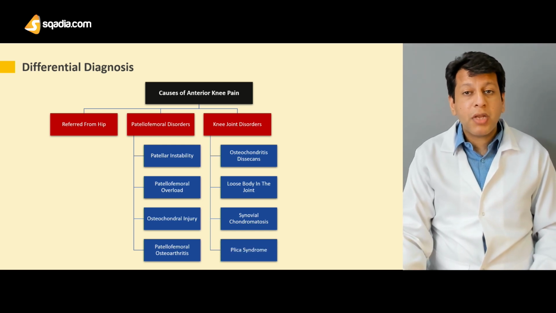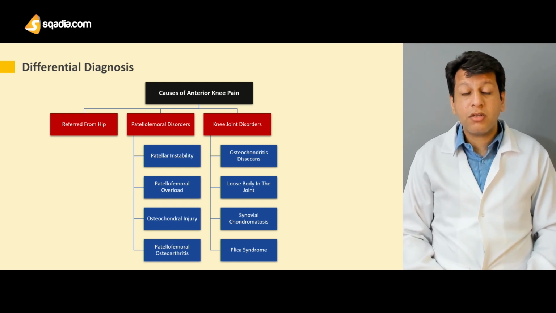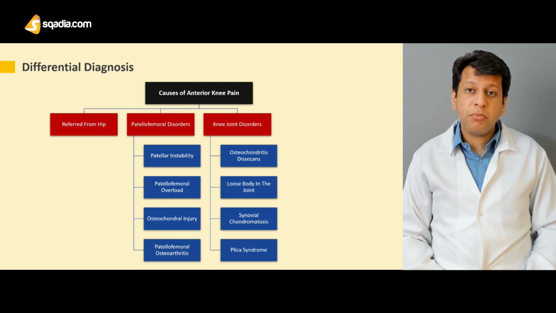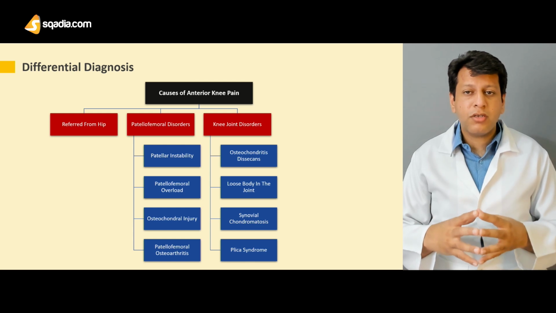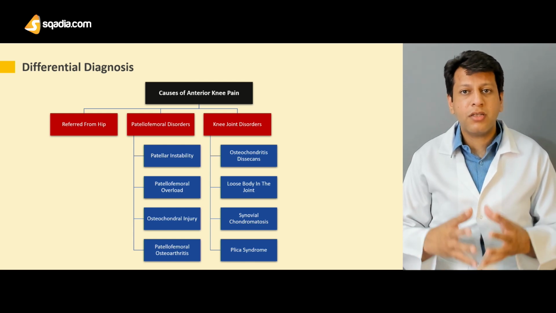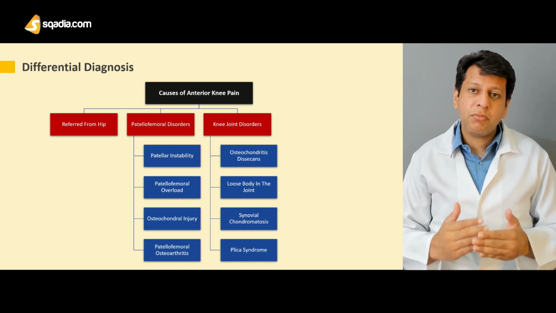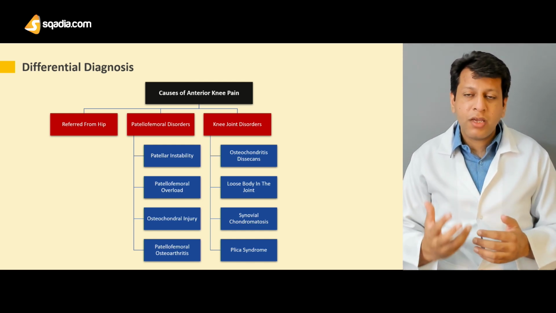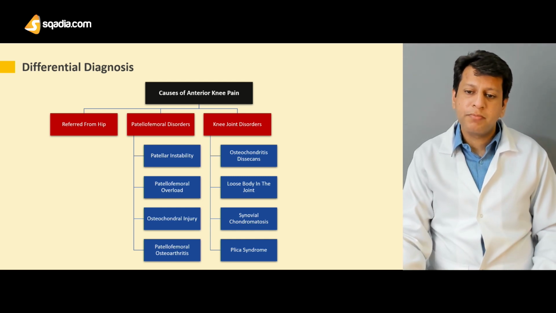Or there could be plica syndrome, a rare condition in which there's thickening of the plica, and this may present with anterior knee pain due to thick synovial tissue. The patient can present with anterior knee pain, which may sometimes mimic meniscal injury as well.